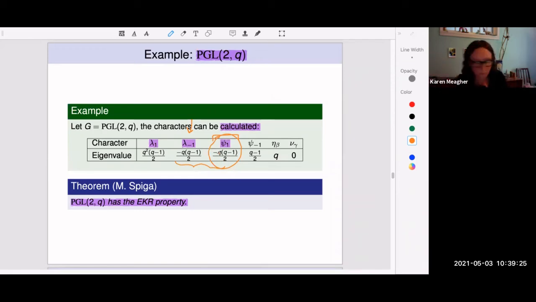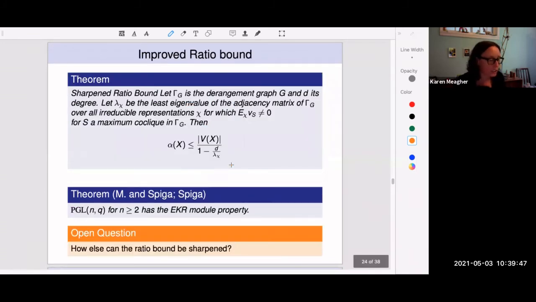And then this character, when I sum up its value on the different cosets, always adds up to 0. So by looking at this character carefully, I can see that any maximum coclique, when I try to project it down to this module, is always going to get squished down to 0. So using information about the irreducible representation, I know what it's going to do to any maximum coclique. So I can actually tighten up my ratio bound a wee bit.